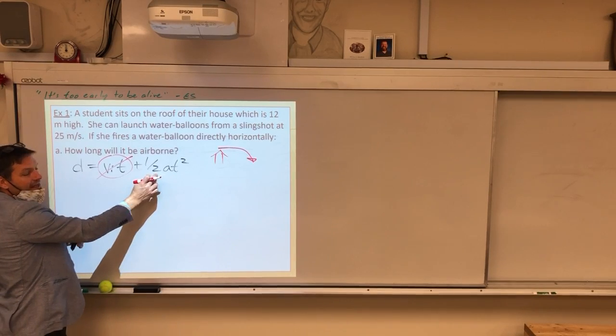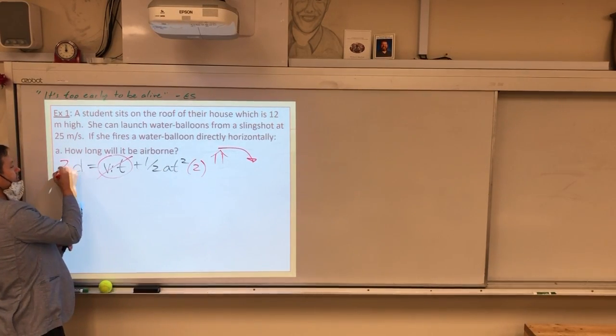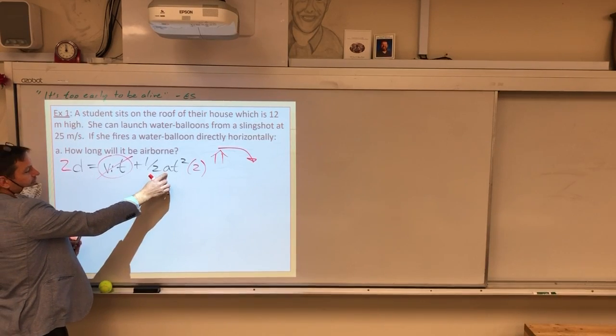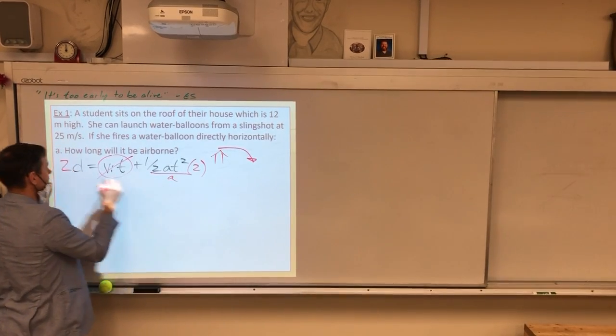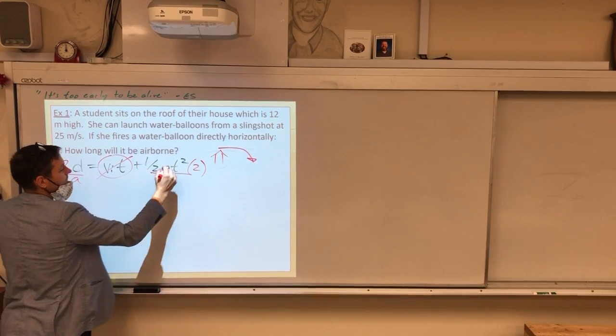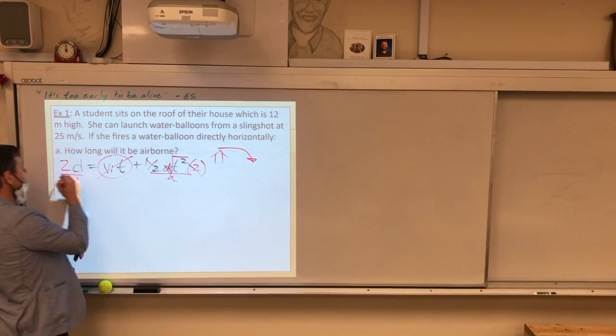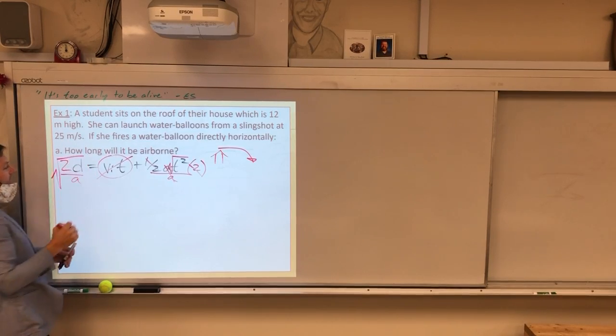How do we get rid of the half? Times by 2. That's going to get rid of the half. So we put 2 there. How do you get rid of the a? Divide by a. How do you get rid of the square? Square root. I'm going to square root what's left here because these are all gone. And so I have to square root that whole thing.